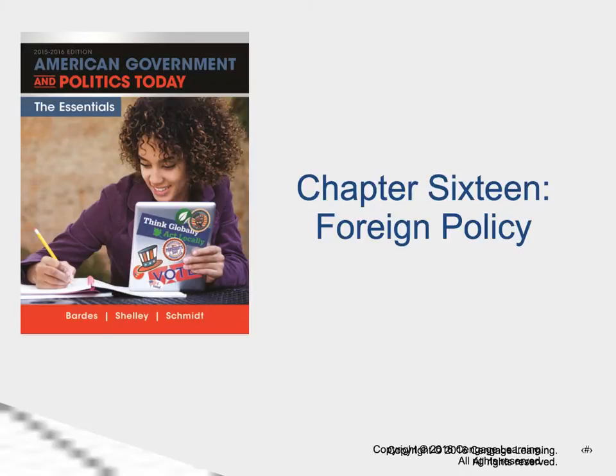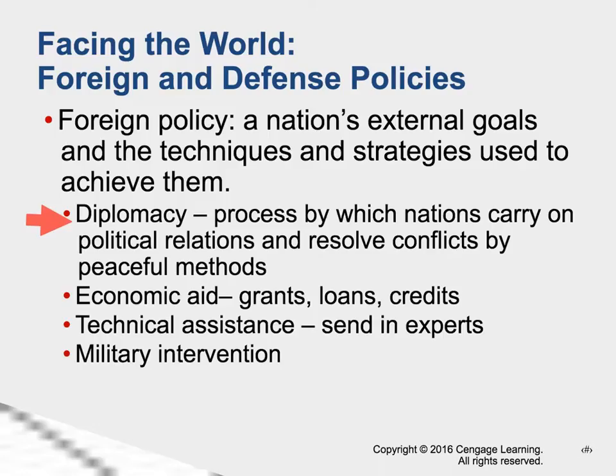Chapter 15 introduces us to the tools of foreign policy and national security policy in light of the many challenges facing the United States today. Foreign policy of a nation is organized around its external goals and the techniques and strategies used to deal with challenges that come in the way of achieving peace and prosperity.